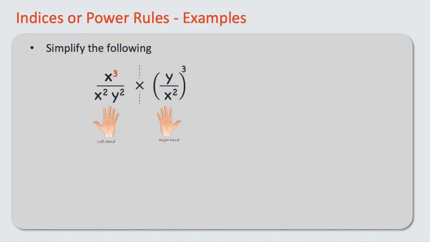This is below the divide line. The denominator in this case is x squared multiplied by y squared. For the moment, we will leave this left-hand side of the expression unchanged. This part of the expression is multiplied by the right side of the expression.